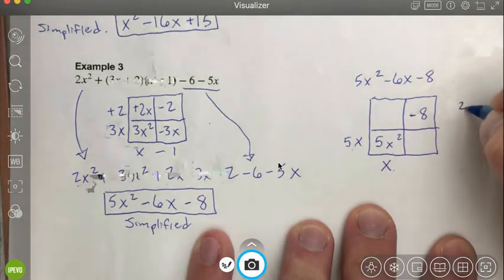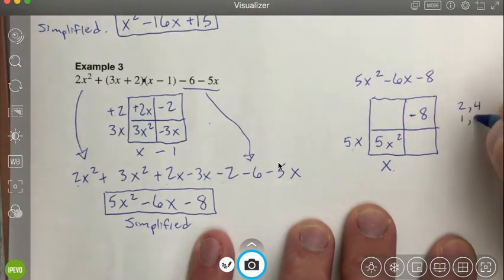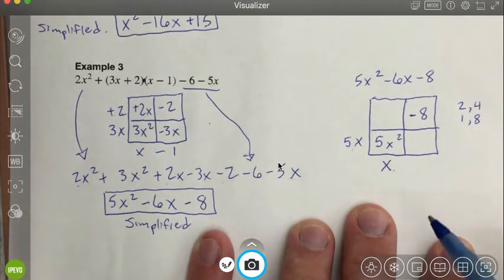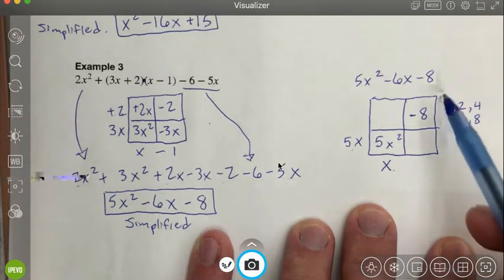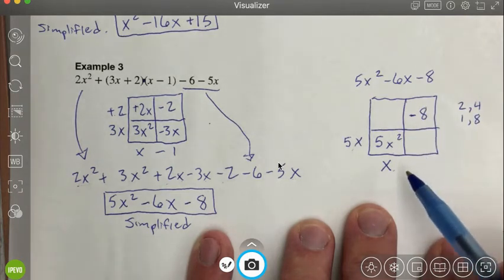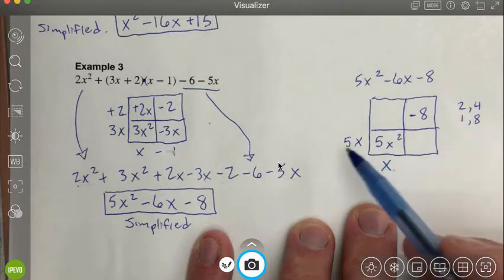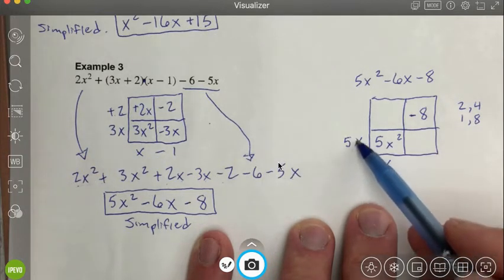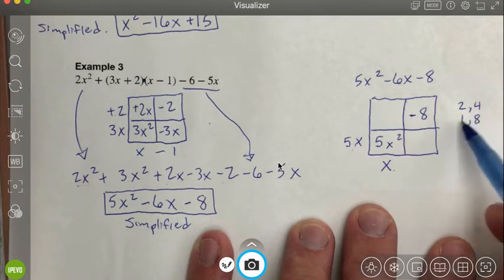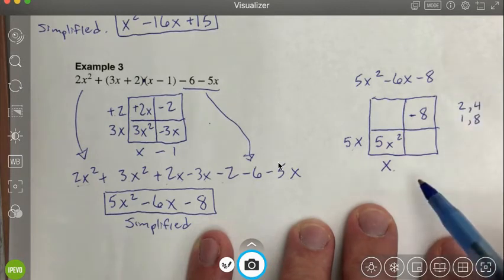Great. Now I got to take a look at what are the factors of negative 8. Well, the factors of 8 are 2 and 4, 1 and 8. To get a negative 8, I know one of my factors is going to have to be negative. Now the tricky part comes from what combination of factors is going to work here. So in my case, I'm thinking, well, I'm going to have to multiply by a 5 somewhere. So 1 and 8, I'm going to hold off on that. Let's test 2 and 4.